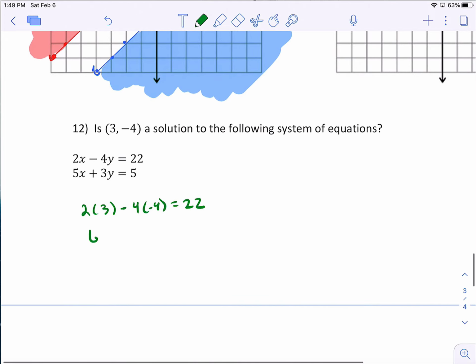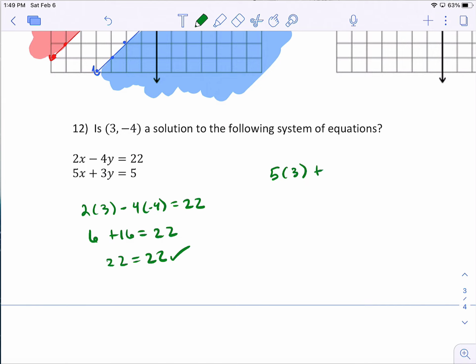All right, so that'll give me 6 plus 16. I would just use my calculator if I was you to make it even quicker. So it works for that one. But again, that's not the question. The question is, does it work for both? So we've got to check both.